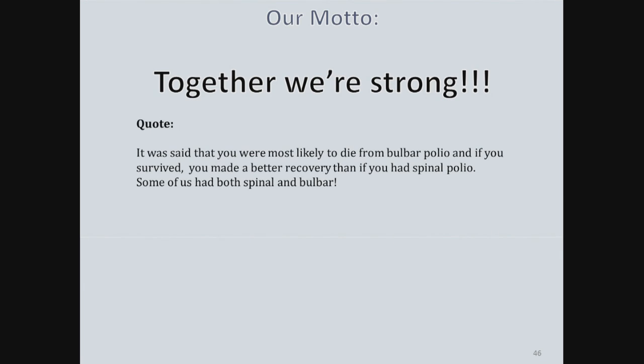It was said that you were most likely to die from bulbar polio, and if you survived, you made a better recovery than if you had spinal polio. Some of us had both spinal and bulbar.